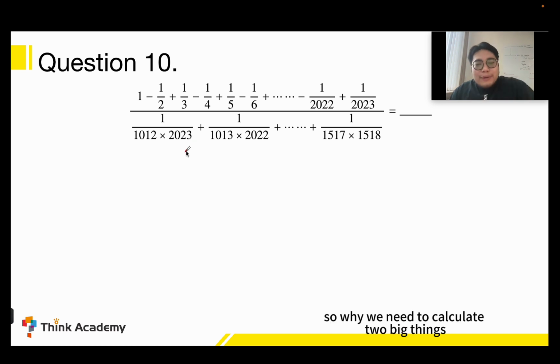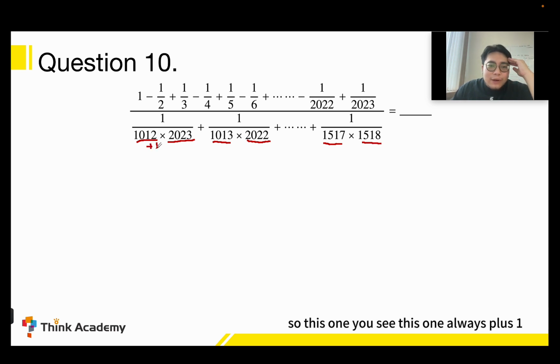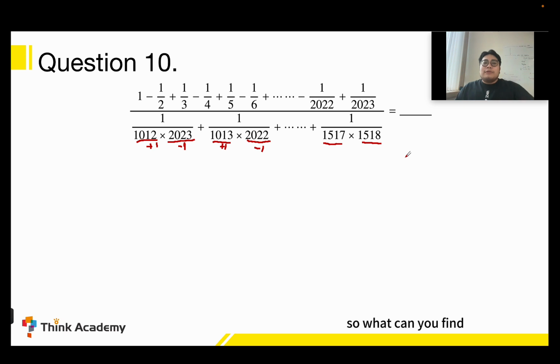The denominator is 1012 times 2023... Why do we need to calculate such big things? Do we need to calculate it? No, I don't want to do that. What can I do? You see, 1012, 1013, then 2023, 2022, then 1517, 1518. This one always plus 1 becomes the next number, right? Plus 2 gives 1517. And 2023 minus 1, and also minus 2, gives 1518.